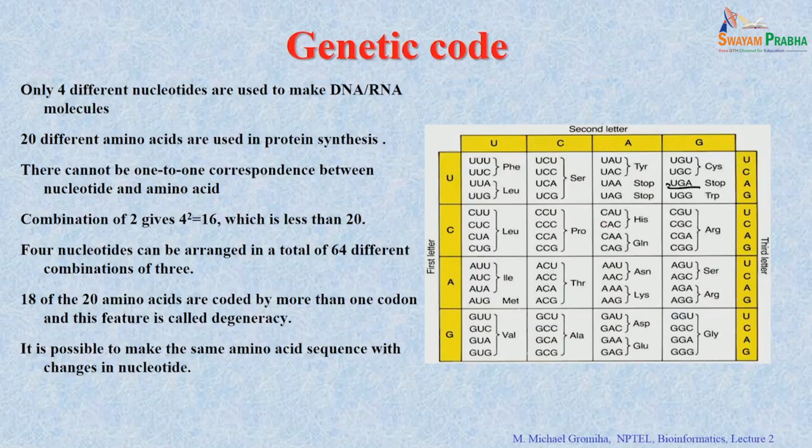Also tryptophan is coded with only one codon, UGG. So, this is also one of the reasons why tryptophan occurs very rarely in protein sequences. So, 18 of the 20 amino acids are coded with more than one codon, and this is called the degenerate system.